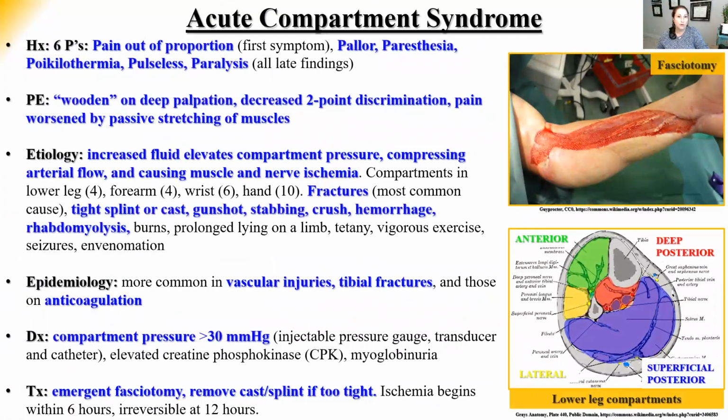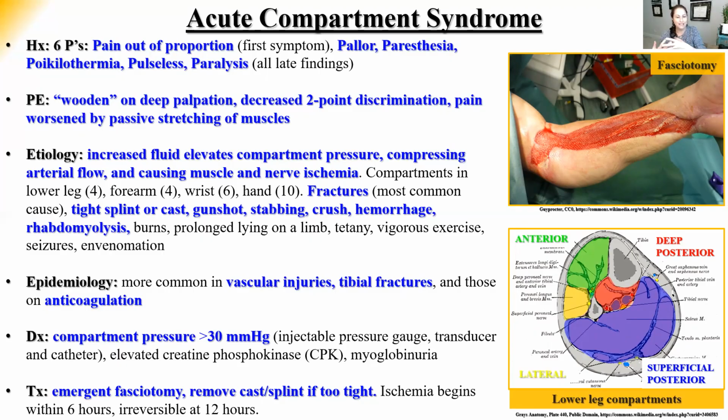Next, we have acute compartment syndrome. This is definitely an orthopedic emergency and one that you want to be able to recognize and treat quickly. With this, you have an increased edema or fluid in these compartments. And so eventually it will compress the arterial flow, which causes ischemia and eventually infarction into those tissues.